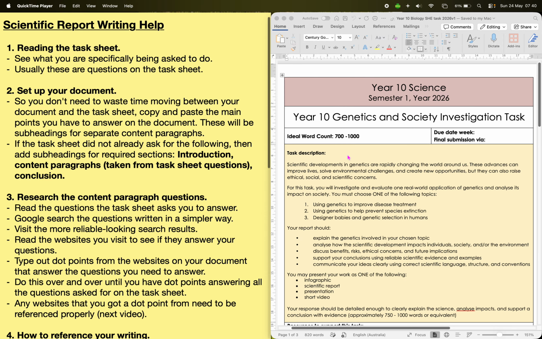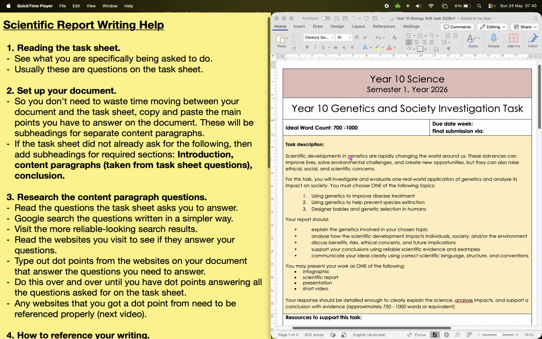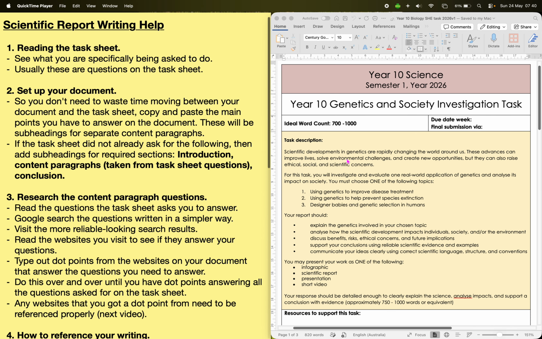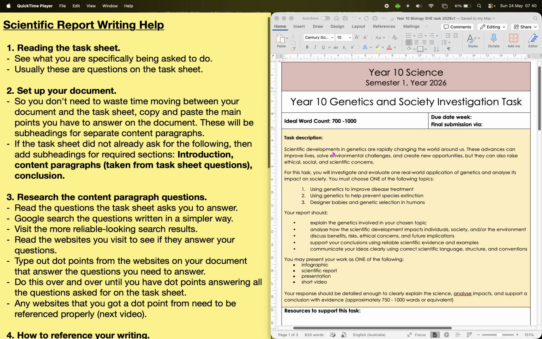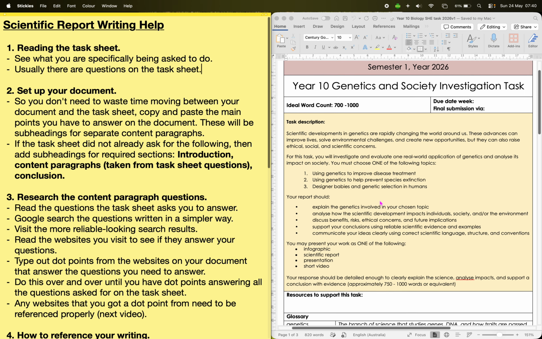So every time you're given a long assignment like this, where you're writing a report or something else, there's a lot of aspects that are about the same. And one of them is that you'll always get a task sheet that tells you exactly what you need to do and exactly what you're going to be marked on. So usually there are questions on the task sheet that need answers. So you make sure you answer those to get the marks that you want.